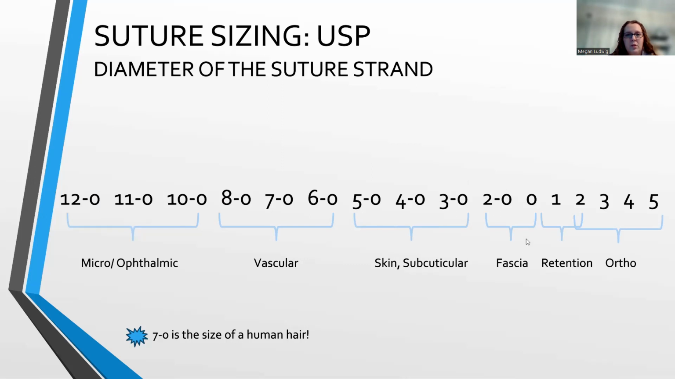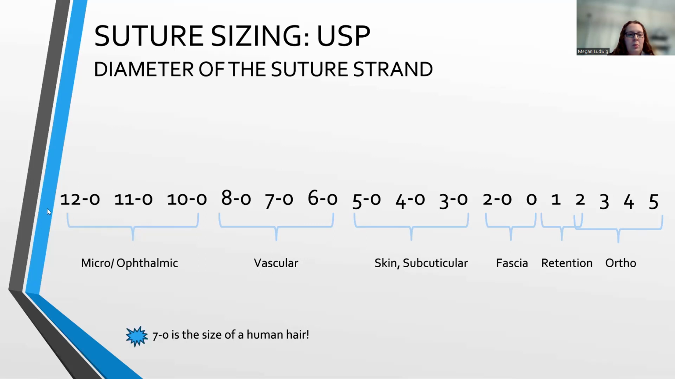Fascia is a really dense tissue that surrounds muscles. You close it in the abdominal layer. There's a lot of tension on the fascia, so a lot of surgeons use a 0 for fascia. Ortho, like if you're getting into those tendon repairs, big things like that, bigger suture, okay?